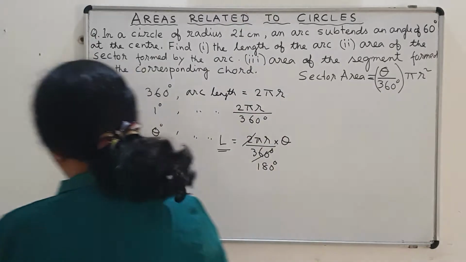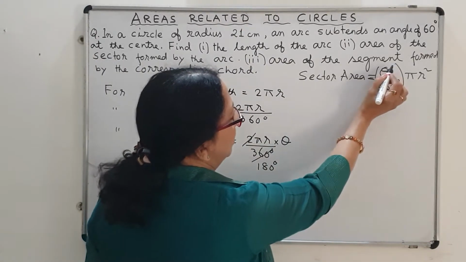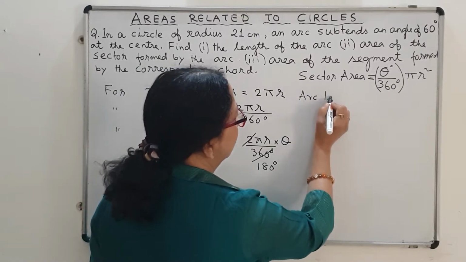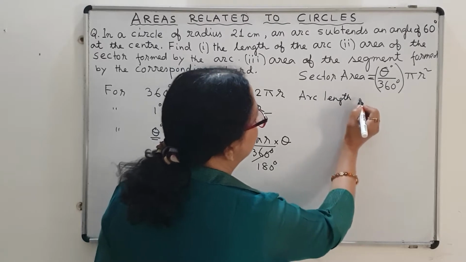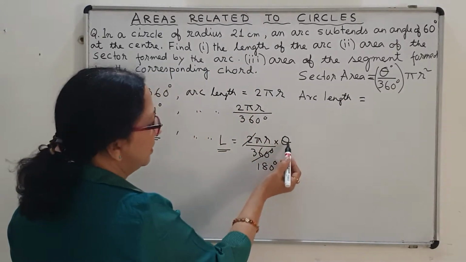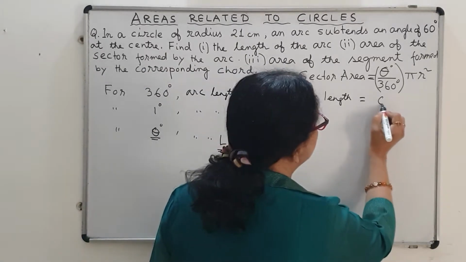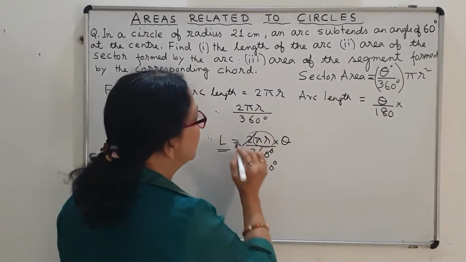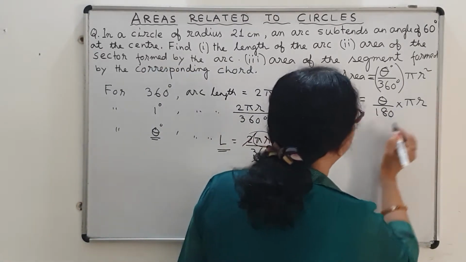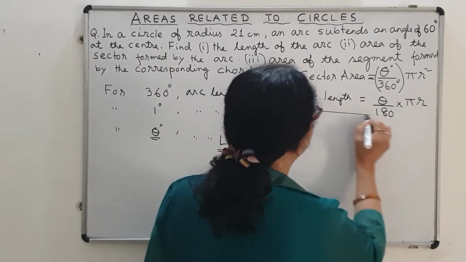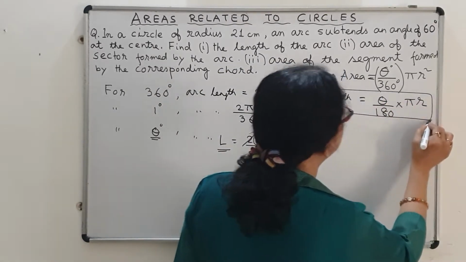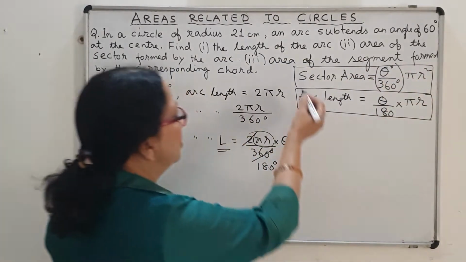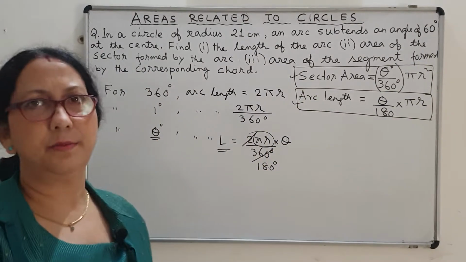The sector area is this, and corresponding to the sector angle theta, the arc length will be this one: theta by 180 into what is left, pi r. So these are the two formulas. This is for arc length corresponding to sector angle theta, and this is the sector area corresponding to sector angle theta. These two basic formulas we have to remember. Okay, fine.